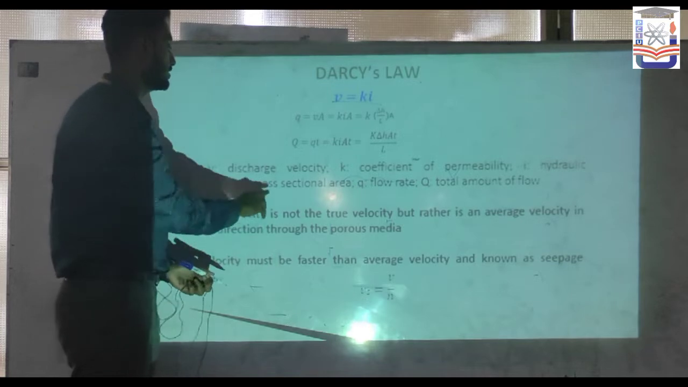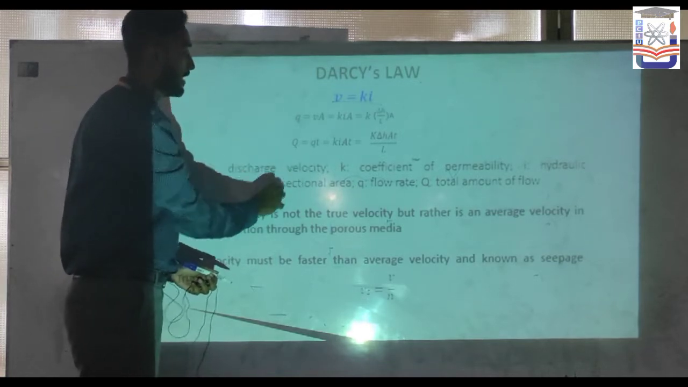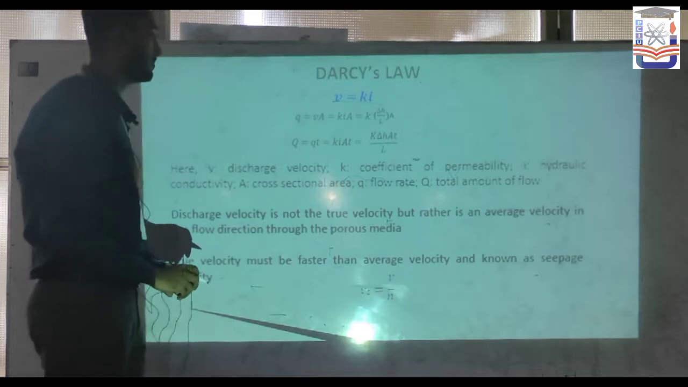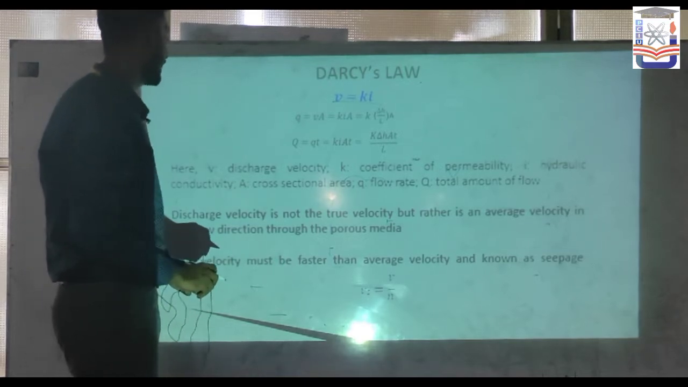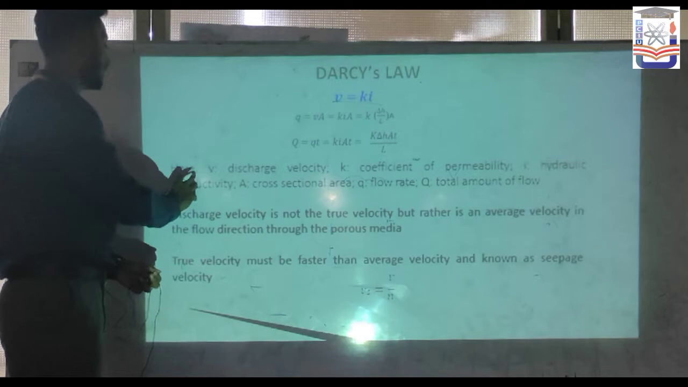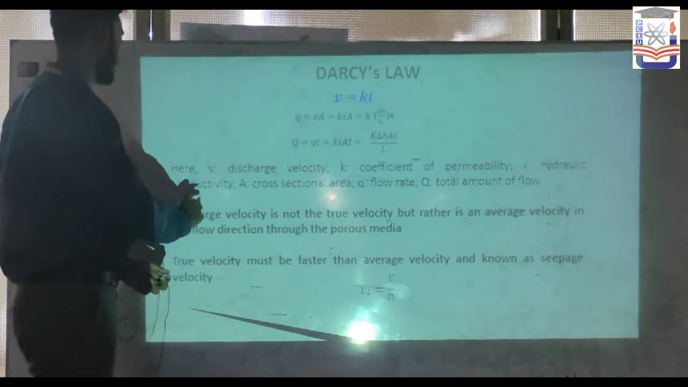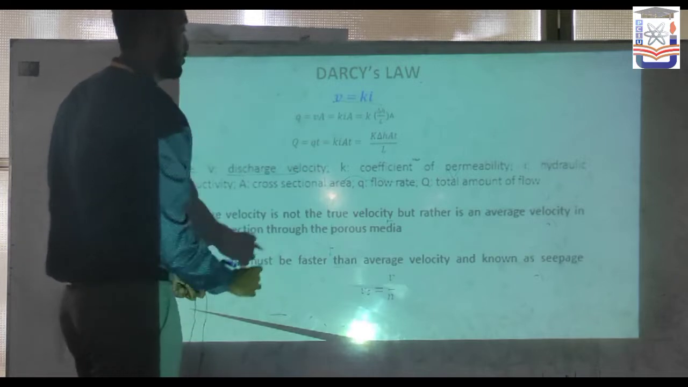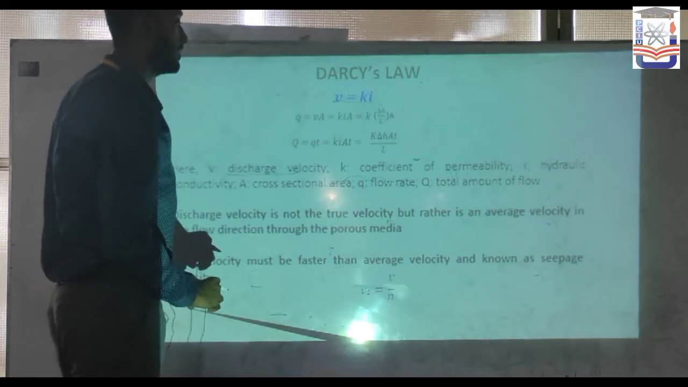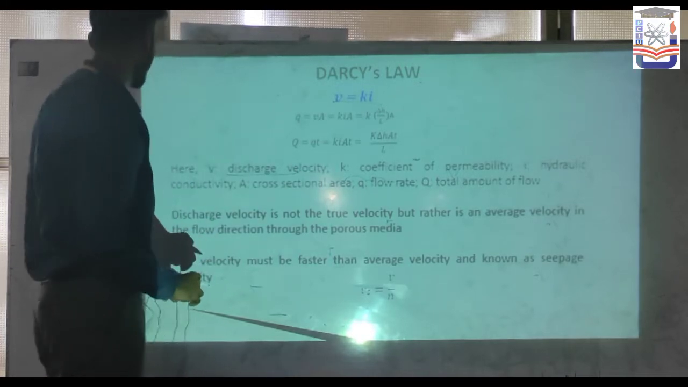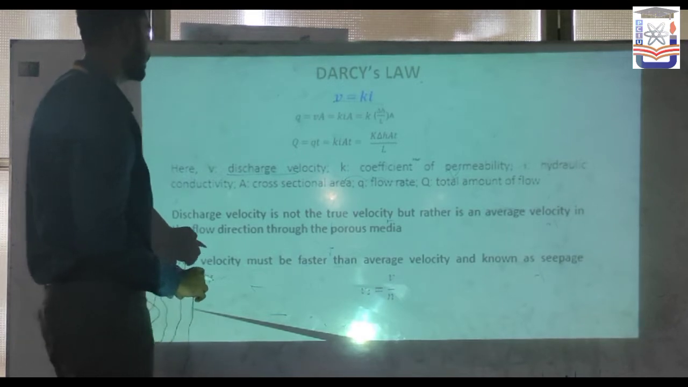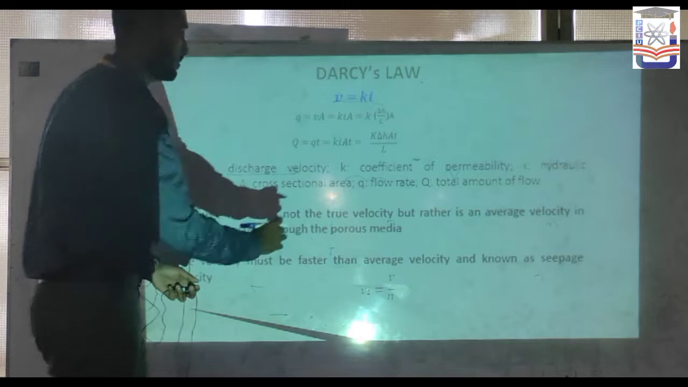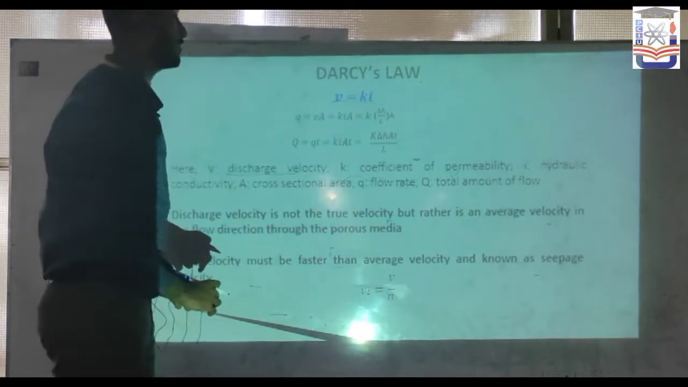Then the other one is Q equals Q t equals K i A t equals K times delta H times A t divided by L. Here V is the discharge velocity, K is the coefficient of permeability, i is the hydraulic gradient, A is the cross-sectional area, q is the flow rate, and Q is the total amount of flow.